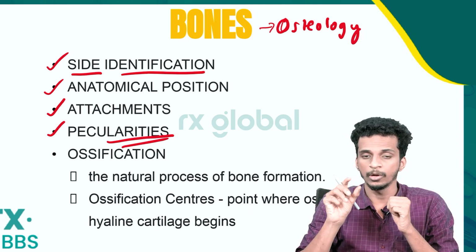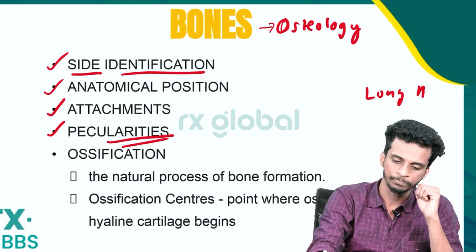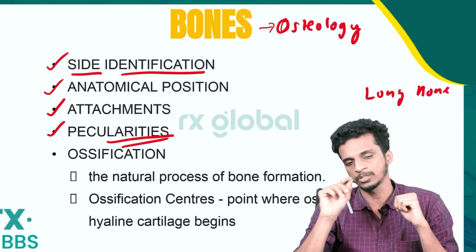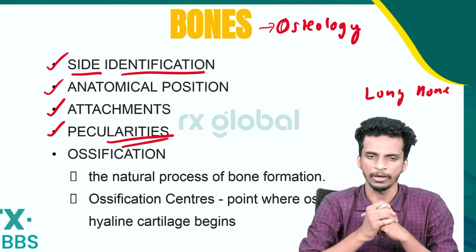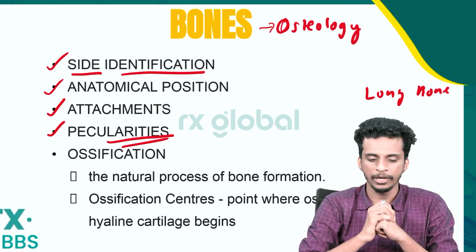The clavicle is the only long bone. Don't forget, it's the only long bone that lies horizontally. So that's the peculiarity of the clavicle. Similarly, you will have many peculiarities, so you should learn the peculiarities of a bone.